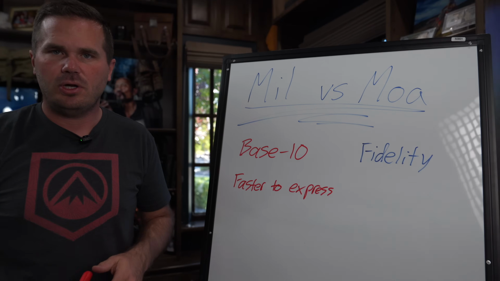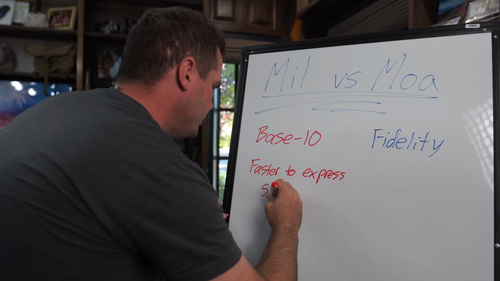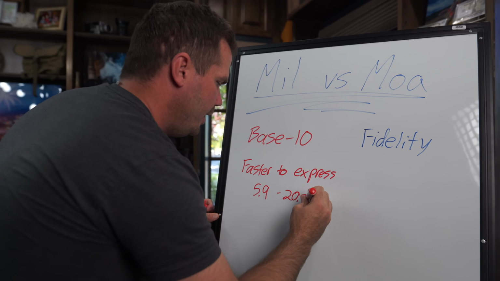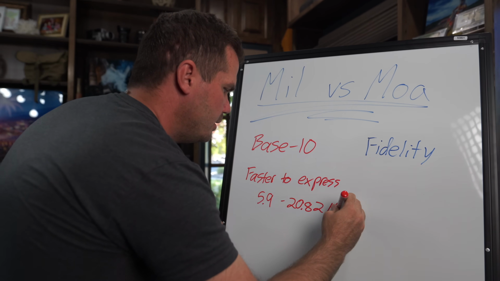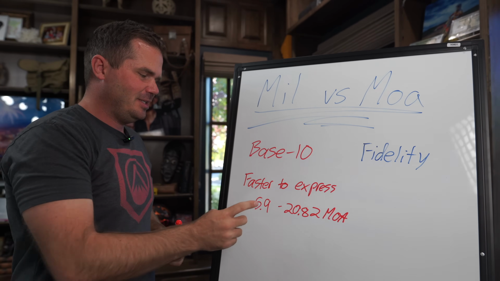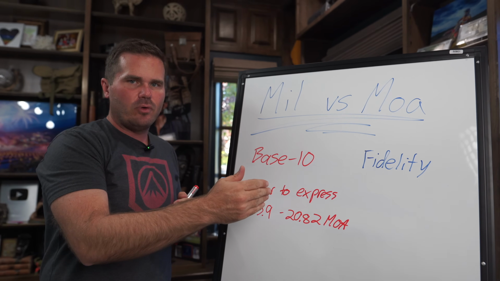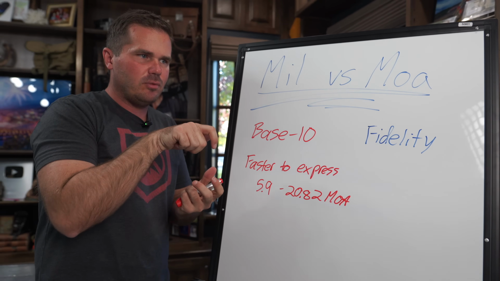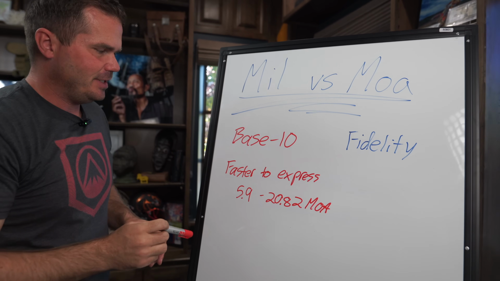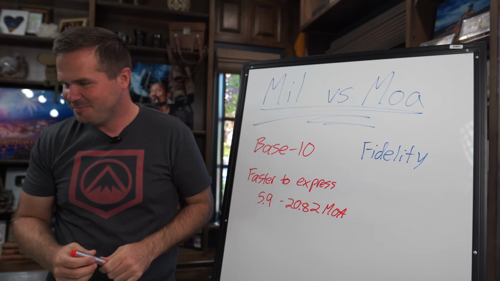Let's say your spotter or whatever says to go up 5.9 mils. In the MOA system, it's a little bit longer. That would be 20.82 MOA. It's a little bit faster to express, and it just gets you right, just 5.9. And because we're moving in tenths of a click, the number is usually lower in addition to that. So not a huge thing, but it is something that is handy.